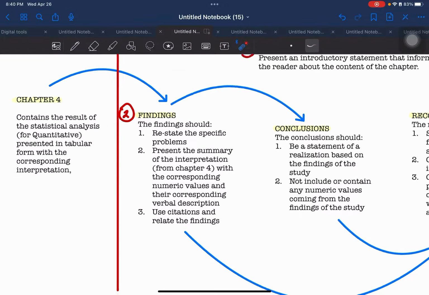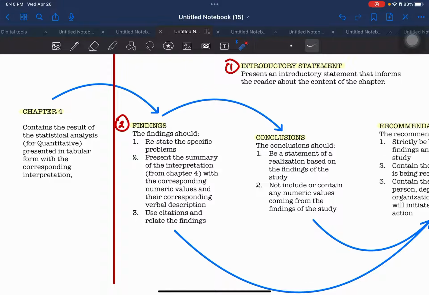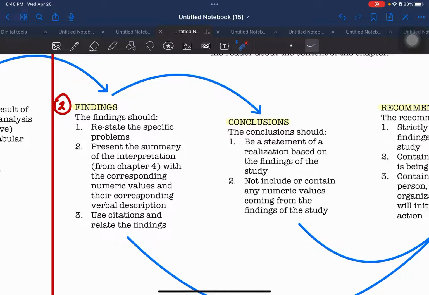The next part is what we call the conclusion. The conclusion of this particular chapter should be based, referring to the arrow, should be based from the findings of the study. When you formulate your conclusions, it should be based on the findings of the study. Okay, what should be the content of your conclusion?